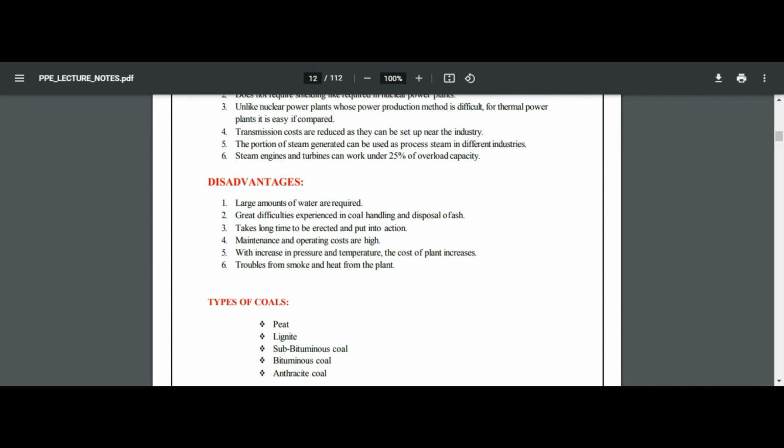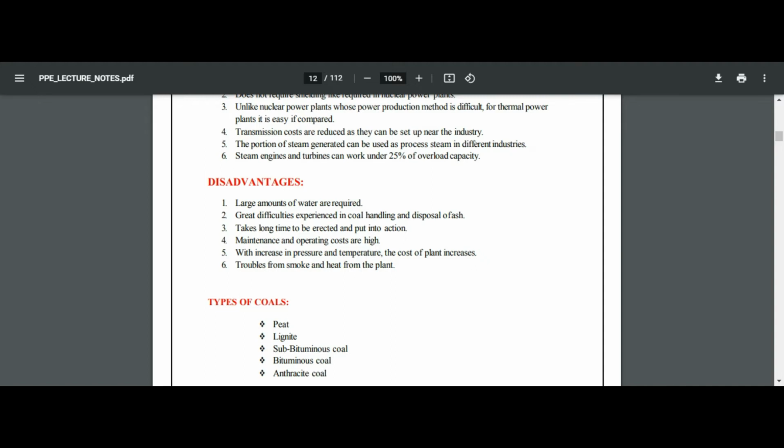Next, disadvantages. Large amount of water is required. We need a large amount of water for producing steam and also for cooling purpose. Great difficulties are experienced in coal handling and disposal of ash.